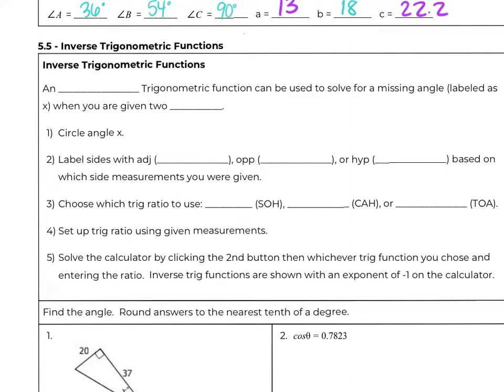Okay, so last time we used trig to find a side. Today we're going to use it to find an angle. So we're going to use inverse trigonometric functions. Inverse means like opposite. So instead of finding the side, we're finding the angle.